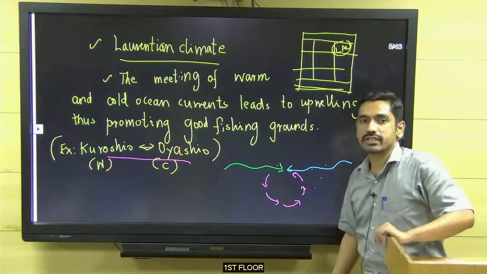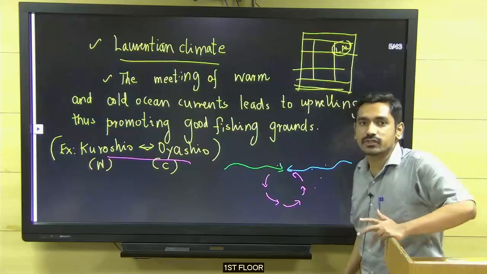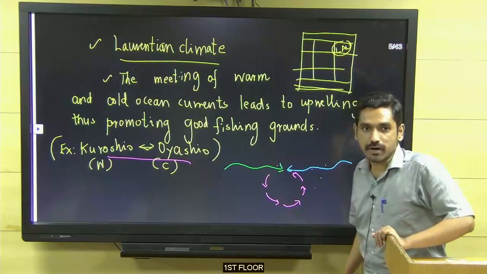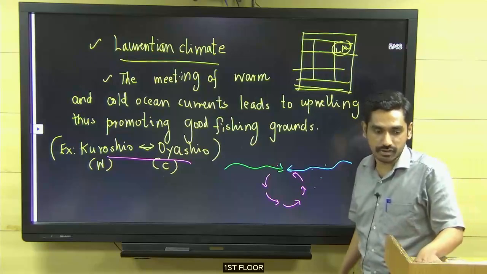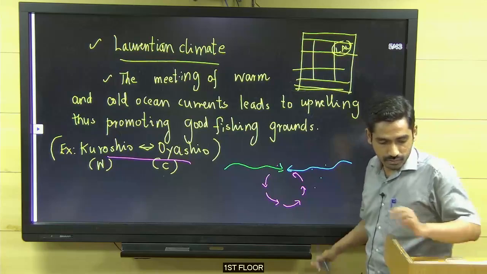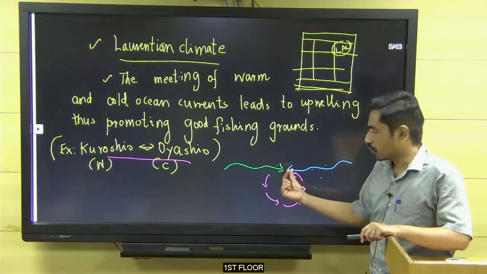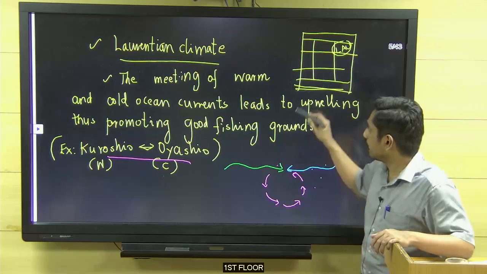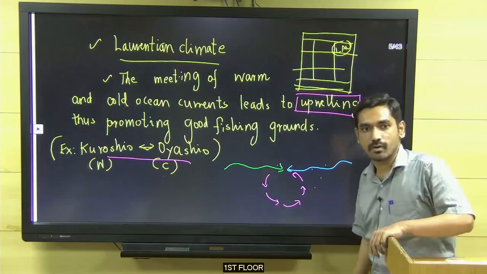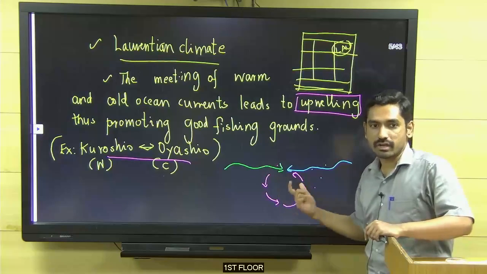One more set of ocean currents mixing is Gulf Stream with Labrador current. One more reason why in the northeastern part of USA, fishing continues to be an important industry. Is it okay? So a combination of warm and cold ocean currents leads to upwelling. Upwelling is there. Naturally, there is better fish production. Okay. And one more additional point.